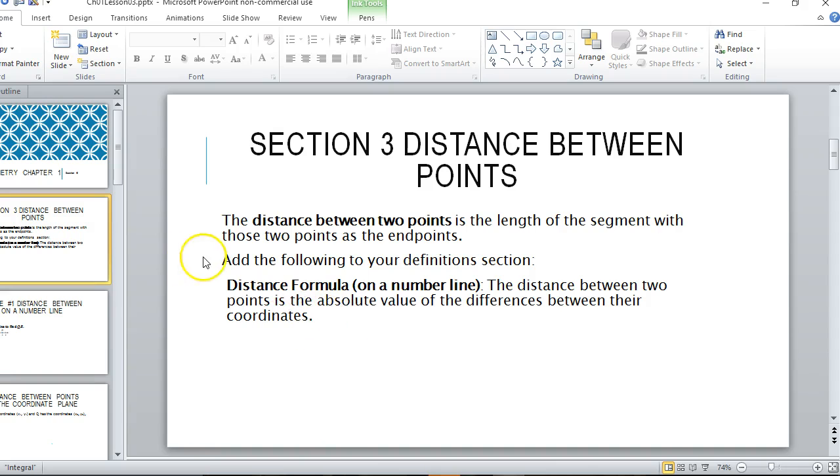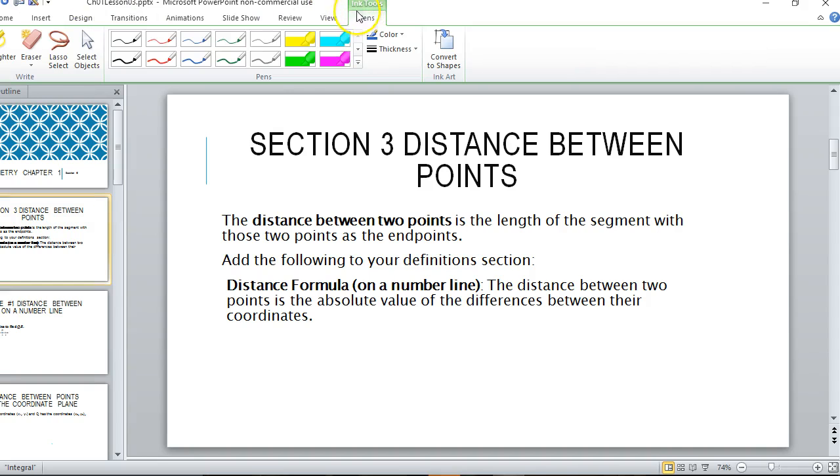Alright, so first, the distance between 2 points. We're talking about the length of a segment, and the 2 points would be the endpoints. You need to add this definition for the distance formula to your definition section in your notebook, and we'll have a notebook check soon. The distance between 2 points is the absolute value of the differences between their coordinates. So let's go ahead and draw a number line since this says on a number line.